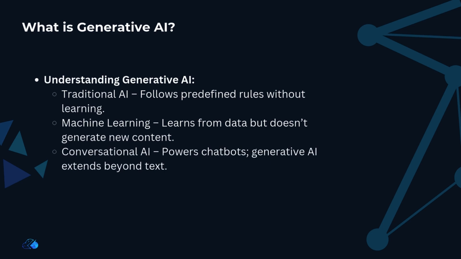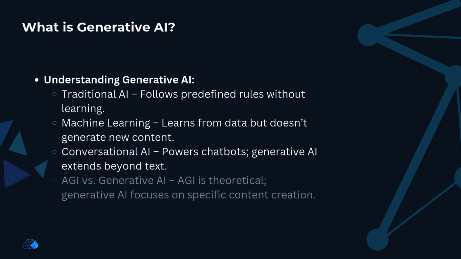Conversational AI is designed for interactive dialogues, such as chatbots. While generative AI can power conversational AI by generating human-like text, its scope is broader. It can create images, videos, and more. And then artificial general intelligence, or AGI, refers to a theoretical AI that could surpass humans in most tasks. Generative AI, while powerful, is not AGI. It specializes in generating specific types of content rather than processing general intelligence.